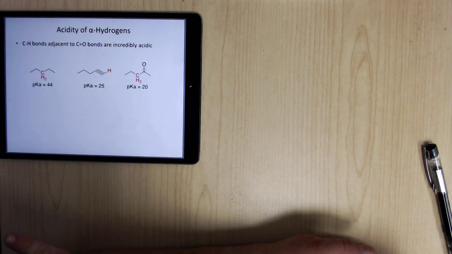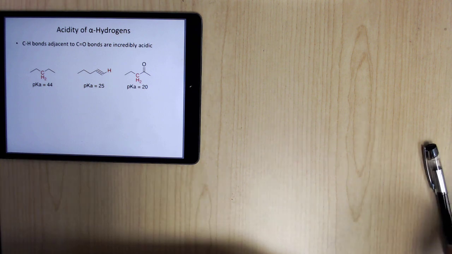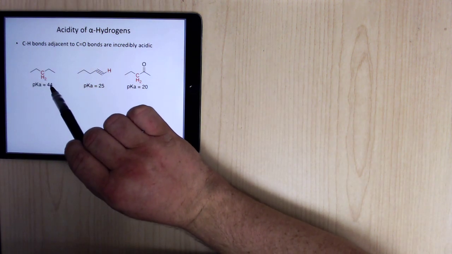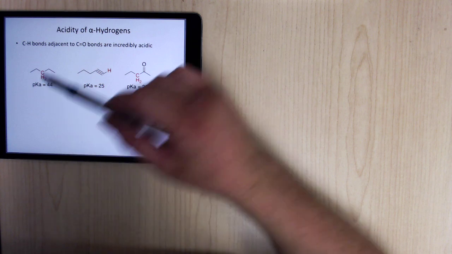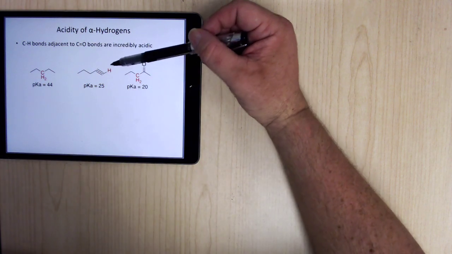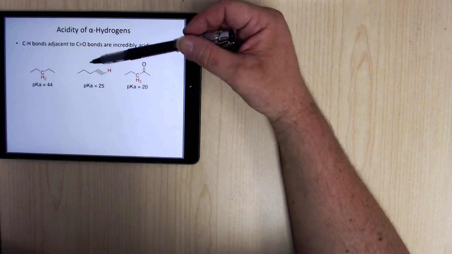Okay. So for chapter 18, we're going to be talking about, just as a reminder, the acidity of CH bonds. A normal alkane CH bond is going to have a pKa of about 44. If you go down, if you look at the terminal alkyne, remember that was from a few chapters ago.